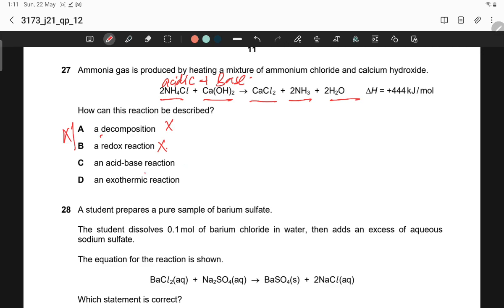And acid base reaction, this must be correct because ammonium salt is an acidic salt and when it reacts with calcium hydroxide, which acts as a base, it must be an acid base reaction. And exothermic reaction is not correct because over here it is an endothermic reaction.